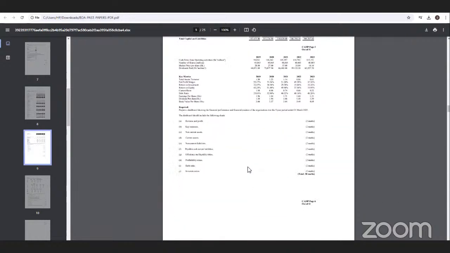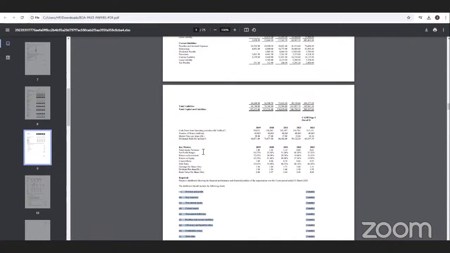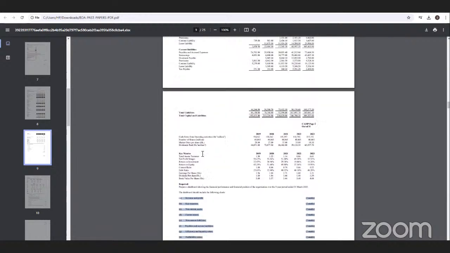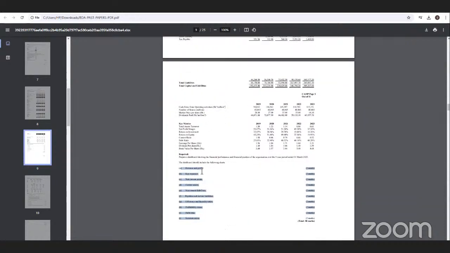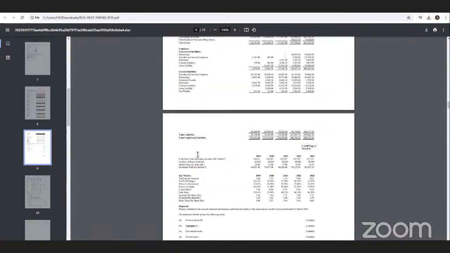So maybe I can give you some question. You remember the ratios? Yes, yes. So do this question for ratios, in which we have been told the revenue and profit. So the dashboard should include these ratios.